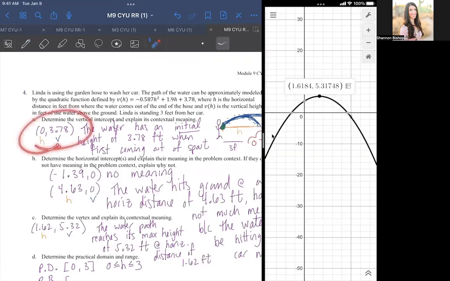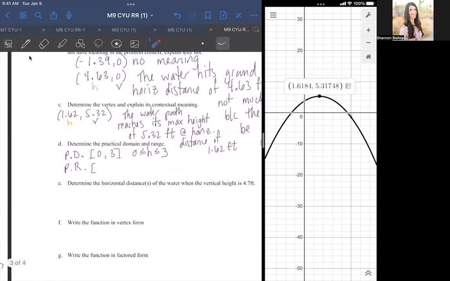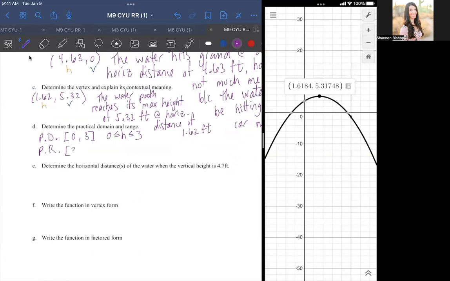So the smallest water value is that 3.78. So that's what I'm going to use for my range as my smallest value, 3.78, because that's where it was when it came out of the hose. And then the highest value for the outputs is going to be that maximum of 5.32. And if I use inequalities for this, it would be 3.78 is less than or equal to V of H, which is less than or equal to 5.32. Again, I would say just justify this to be sure.